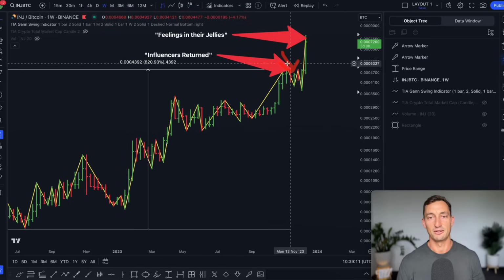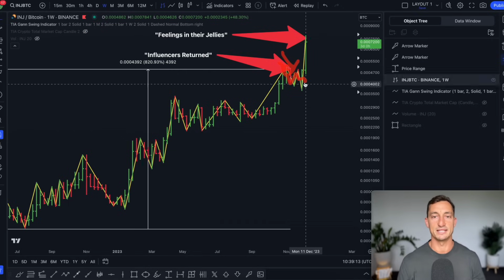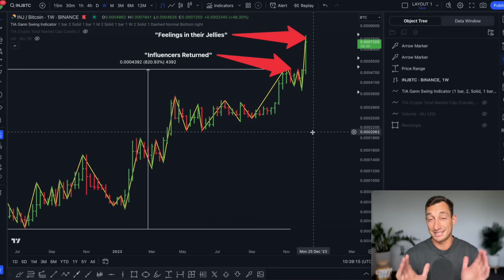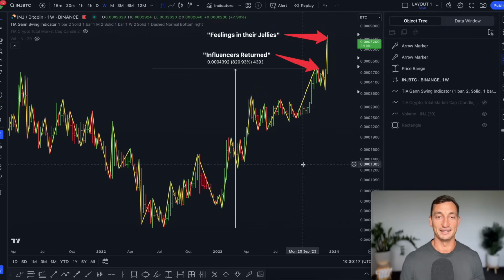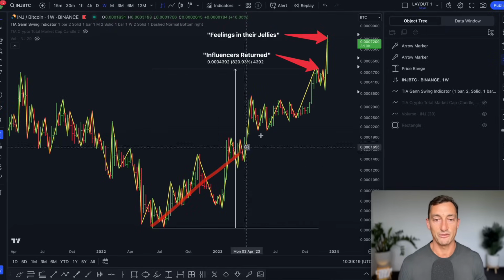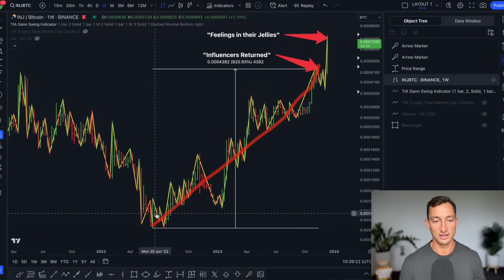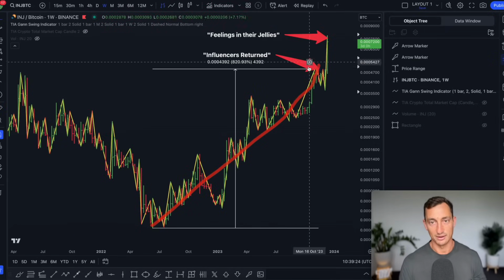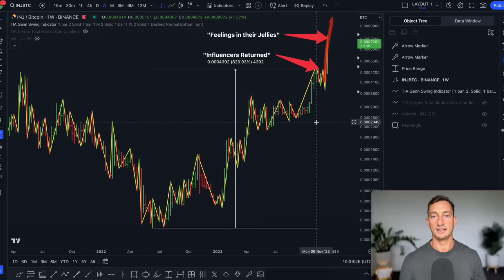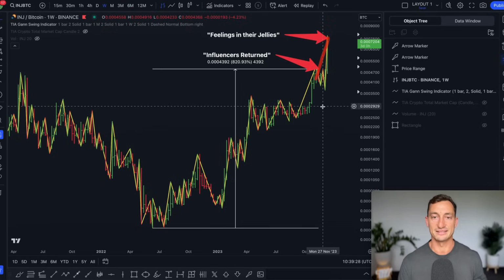Influencers returned right at the peak. Then the market went sideways here. We had one last-ditch attempt. And I'm just saying it's potentially one last attempt up here. It's been up 800% for months when they return. And then all of a sudden, it's like hero central for this last little period here.